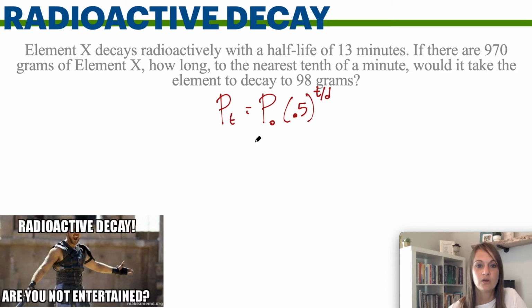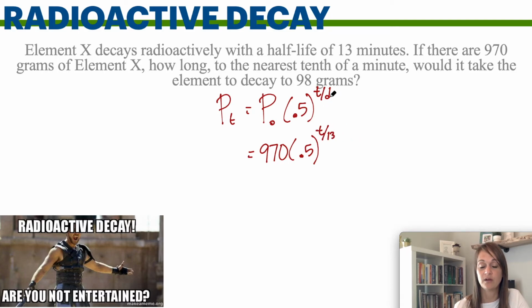So we know that the initial amount was 970 grams. And we know the half-life is 13 minutes. 13 goes on bottom. Remember, the one on bottom is the half-life time. We want to know how long, so we want to know how much time has lapsed before it finally decays to 98 grams. So 98 grams is your final amount. They want to know how long it took to get there.